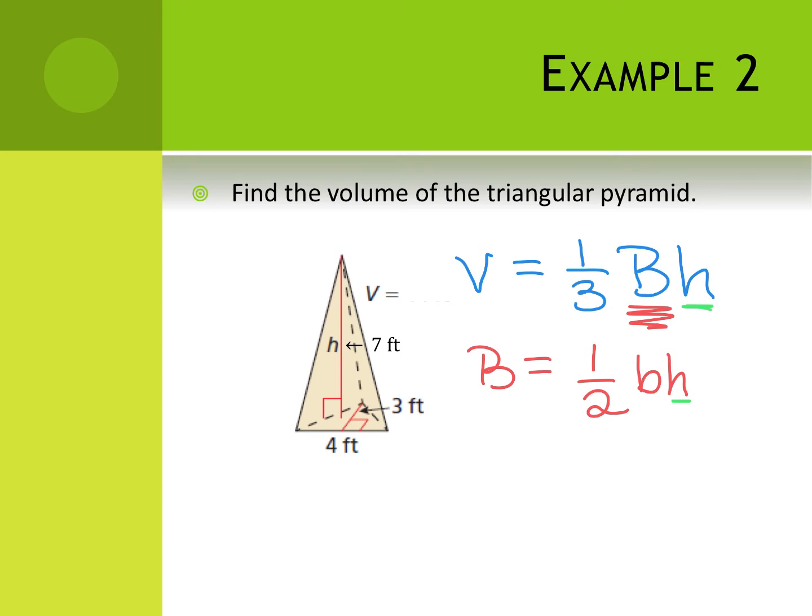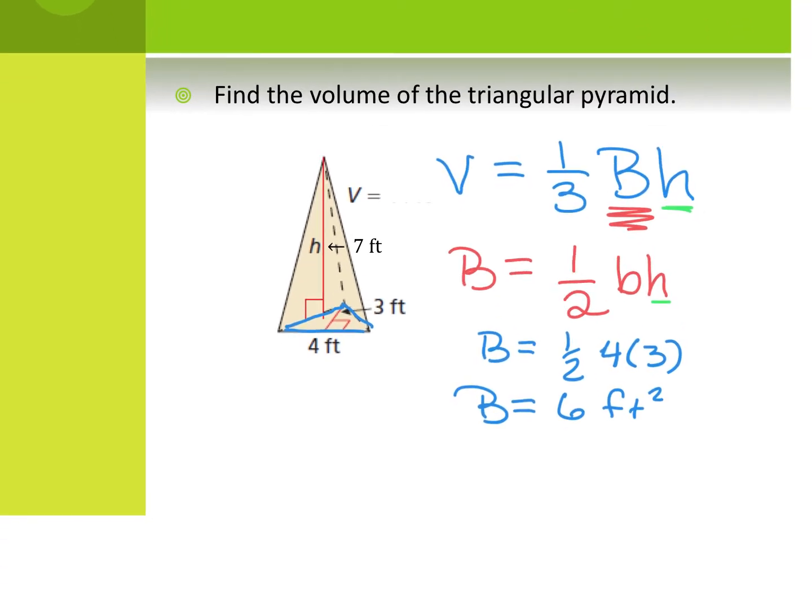So let's do the triangle base. My triangle base is right here. It's got a little b of 4, and the height of that triangle is 3. So 1/2 times 4 times 3, and my base area is 6 feet squared. Notice that the base is an area, that's why it's squared. But now when I go to do the volume, this answer will be cubed.